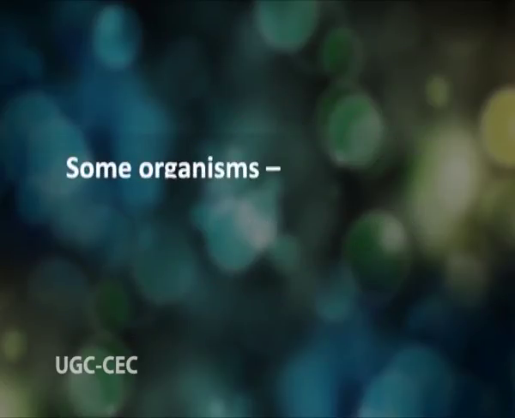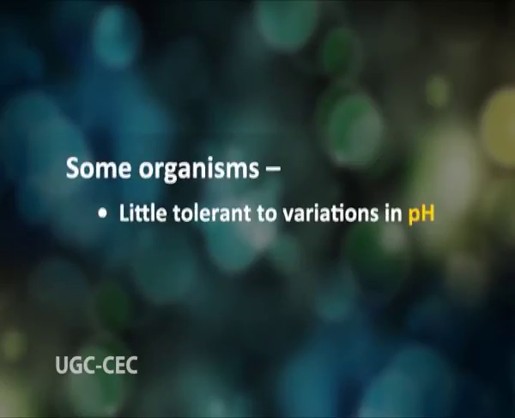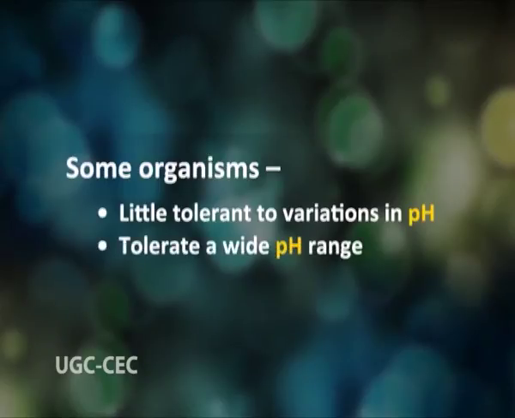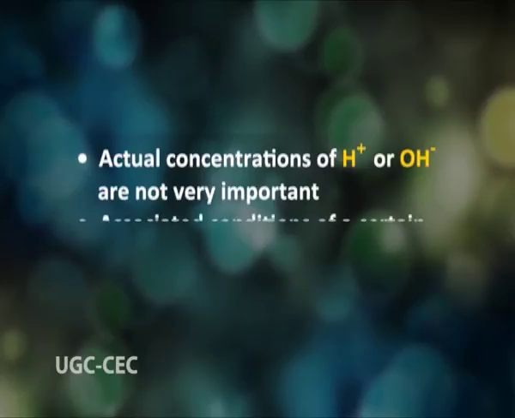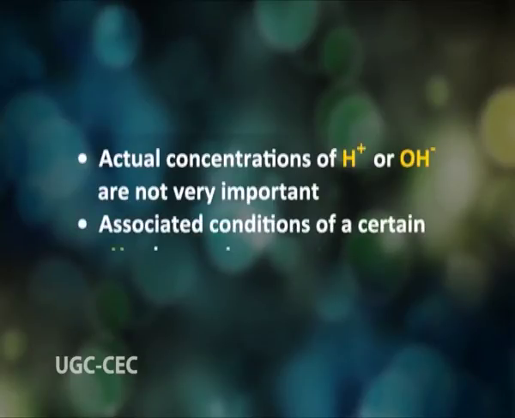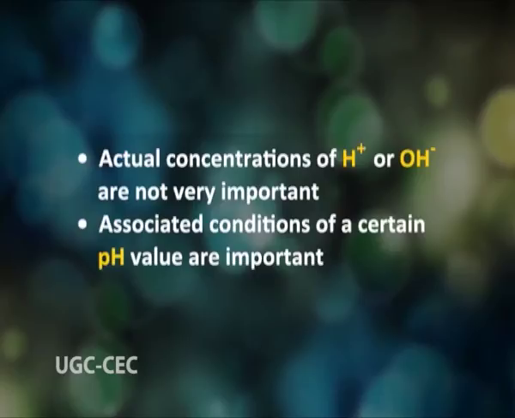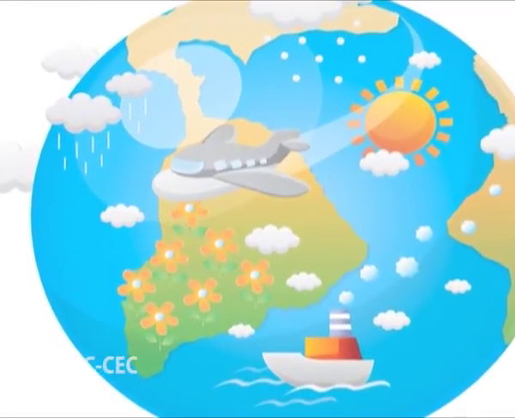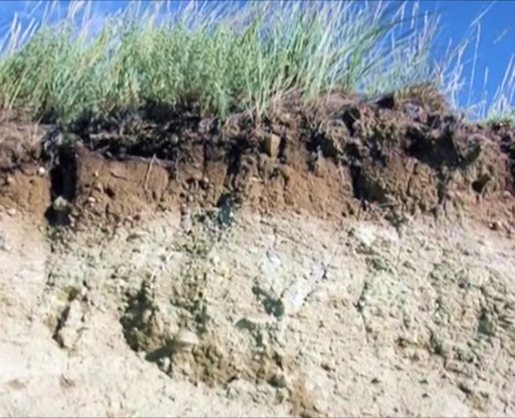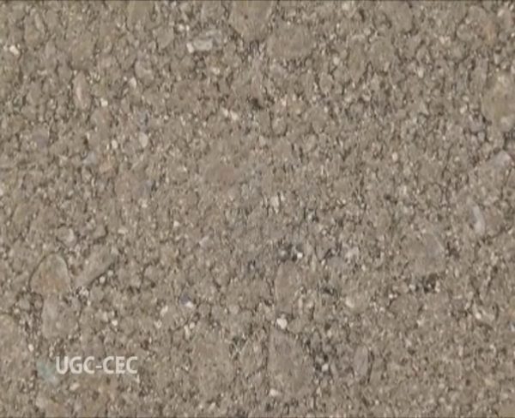Some organisms have a rather small tolerance to variations in pH, but other organisms can tolerate a wide pH range. Studies have shown that the actual concentrations of hydrogen ions or hydroxyl ions are not very important except under the most extreme circumstances. It is the associated conditions of a certain pH value that are most important. Inherent factors affecting soil pH, such as climate, mineral content and soil texture, cannot be changed.